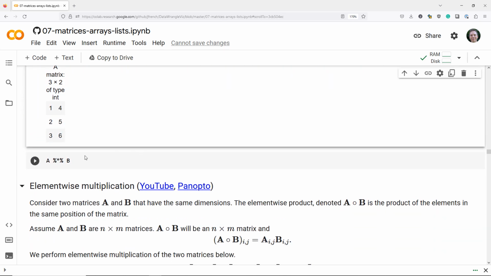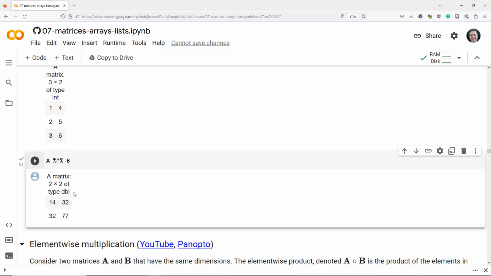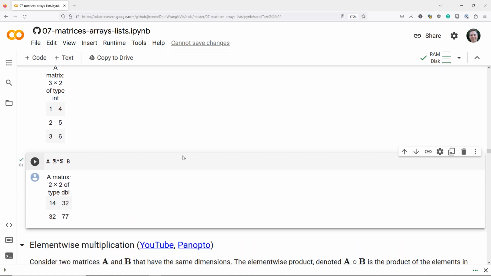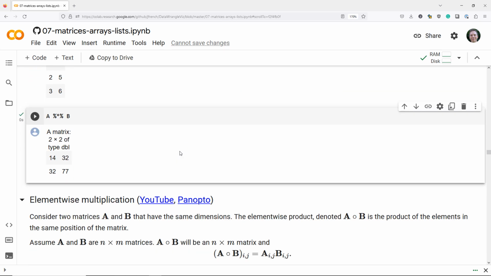Now we want to multiply A times B, so I have A %*% B, and when I do that and multiply it out, I get the exact same matrix that we had manually computed up above. And so that's how you go about doing matrix multiplication in R.